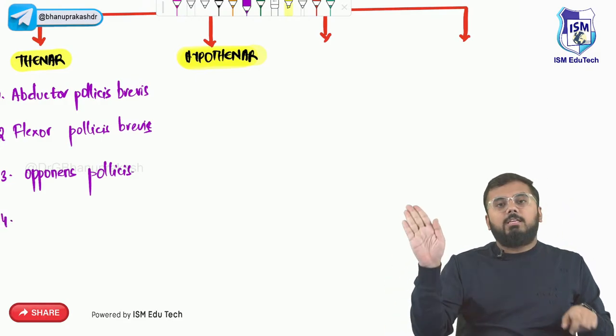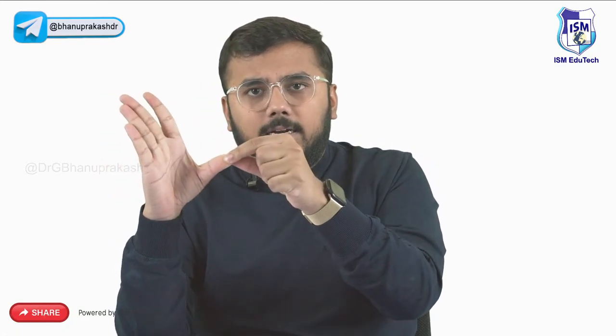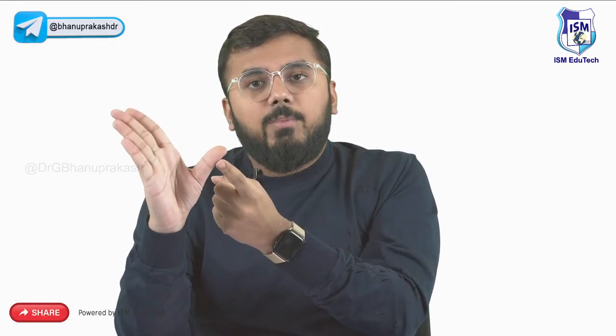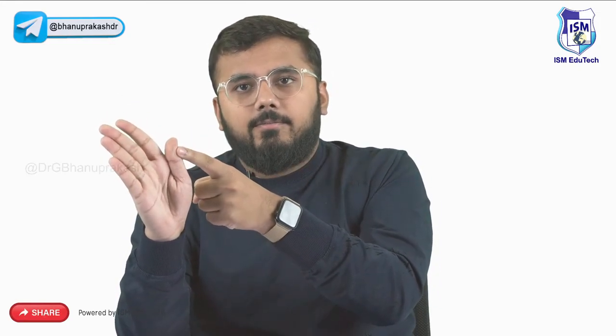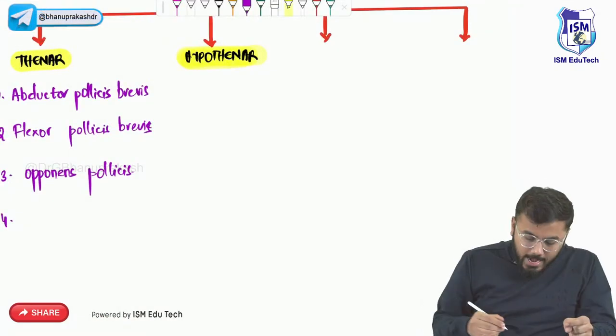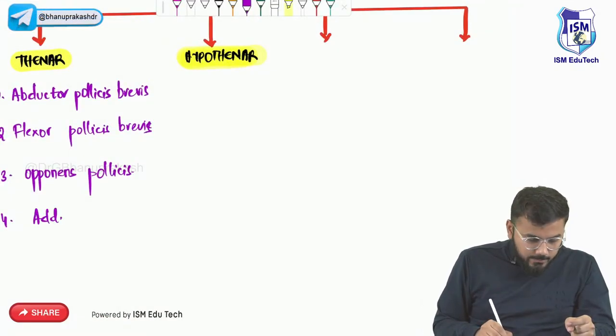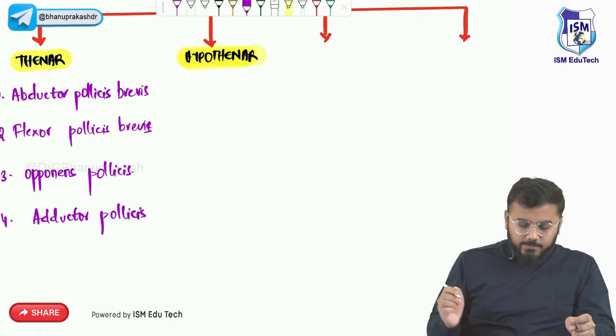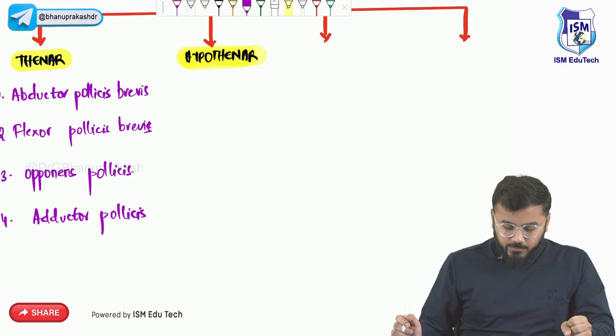And the fourth important thing is that, as I told you, my thumb can be abducted like this. The same way my thumb is also adducted towards my body. See, abduction, adduction. So, this muscle is called adductor pollicis. This is called adductor pollicis.